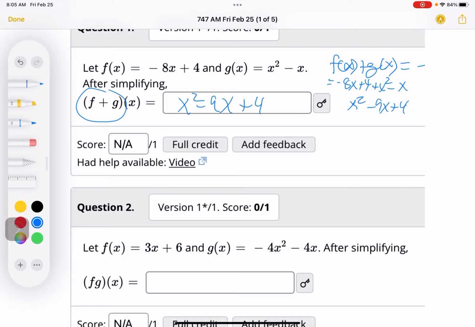And by the way, in case you haven't seen this, there are help videos on most of these. You can click that and you can see a video of how it's done as well. A similar problem, not the exact same one.